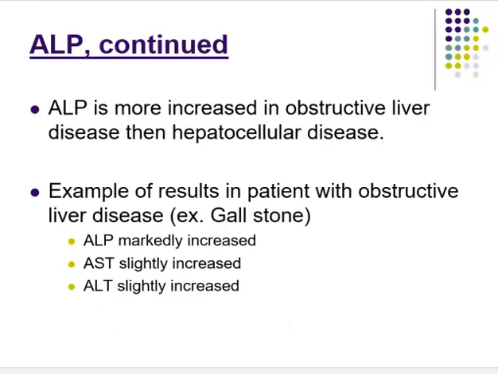ALP will be more increased in obstructive liver disease than in hepatocellular diseases. An example of results in patients with obstructive disease will be as follows, and an example might be a patient with gallstones. You will have ALP that's markedly increased, and your AST and ALT will only be slightly increased.